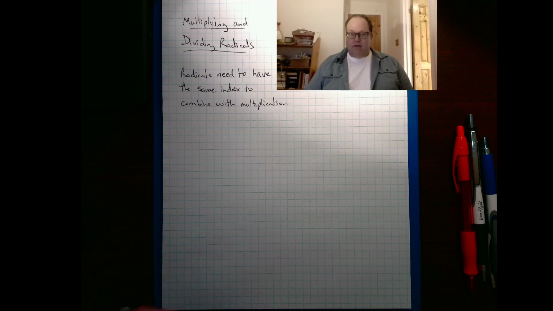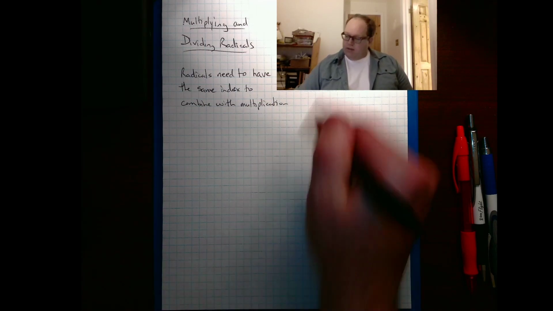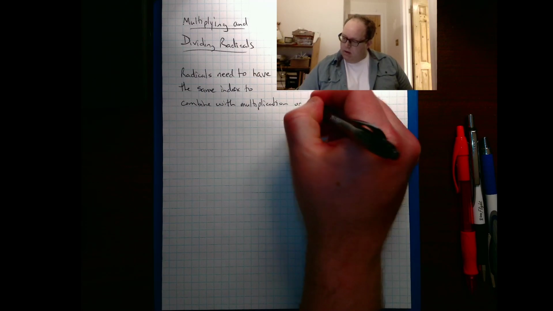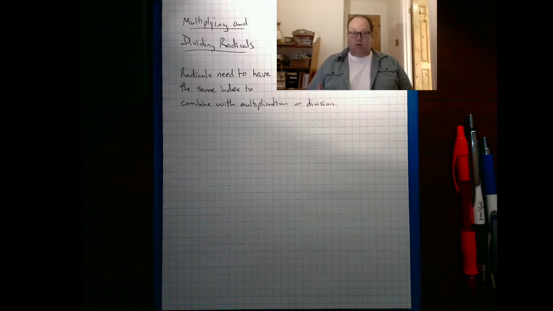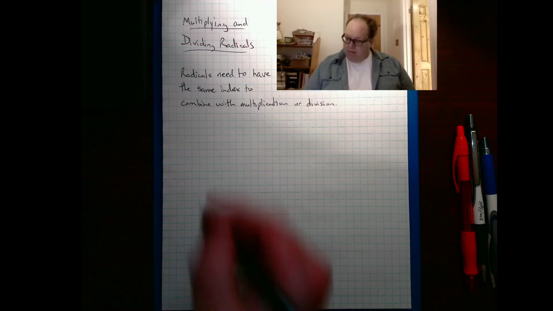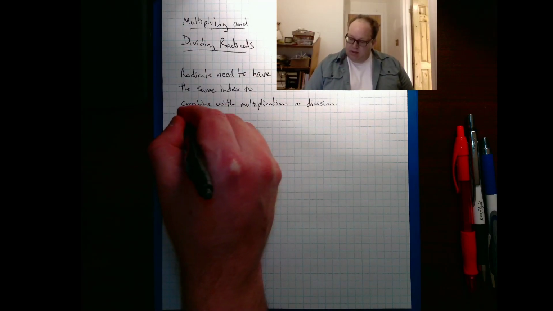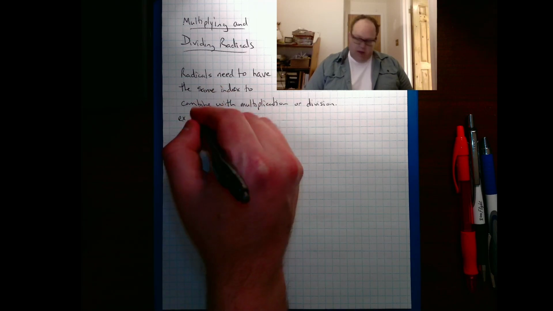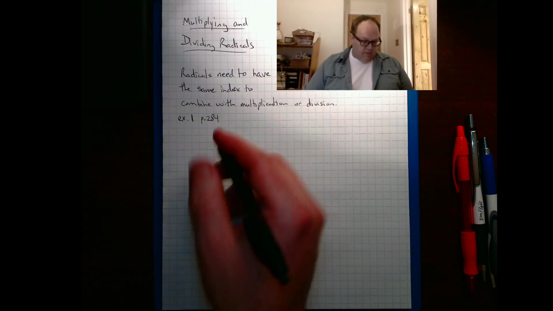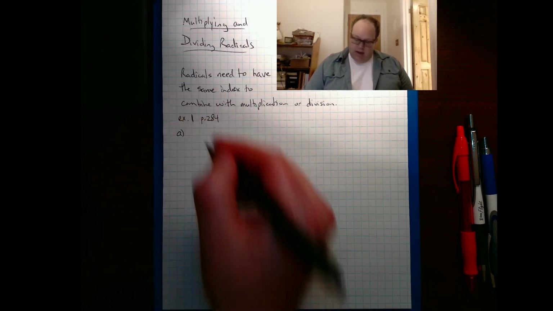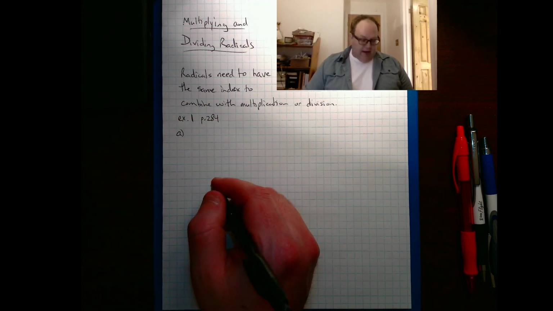But once they have the same index, it's actually a bit easier than working with addition or subtraction. Because if your two or more radicals have the same index, you do just multiply the radicands together. And I'll jump right into a few examples of working with this. This is example 1 off of page 284. And we're asked to multiply and simplify the following.